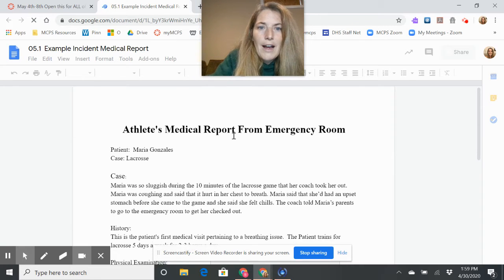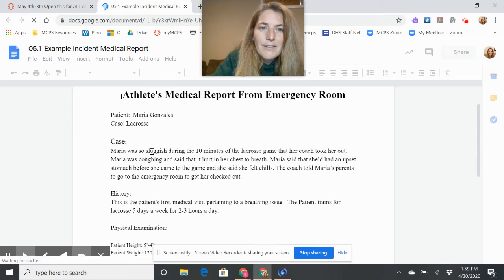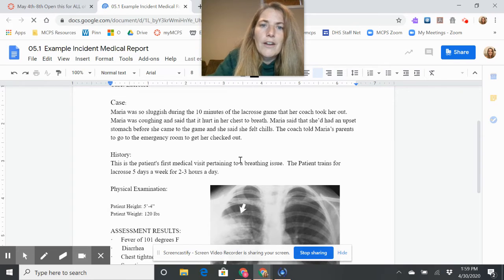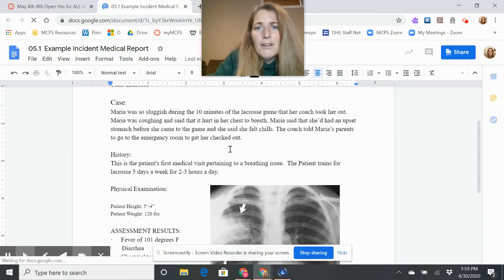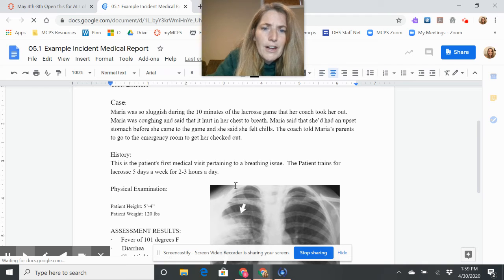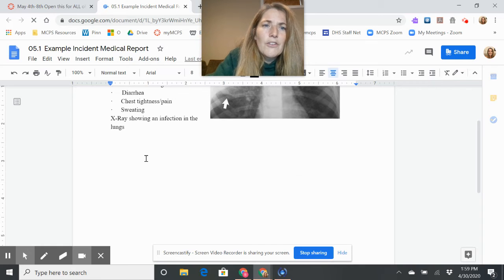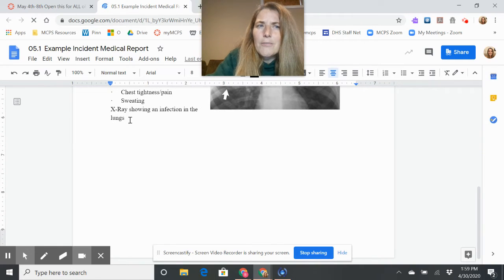So I have her athlete's medical report. It says this Maria Gonzalez, she plays lacrosse. It says that she was really sluggish during the game. Her coach took her out. She was coughing. It said that it hurt in her chest to breathe. She said that she had an upset stomach. She had chills. So I read through this. I see down here that she has a fever, diarrhea. I see her chest x-ray that shows an infection in here. I see that she has sweating. So I have some ideas of what this might be.